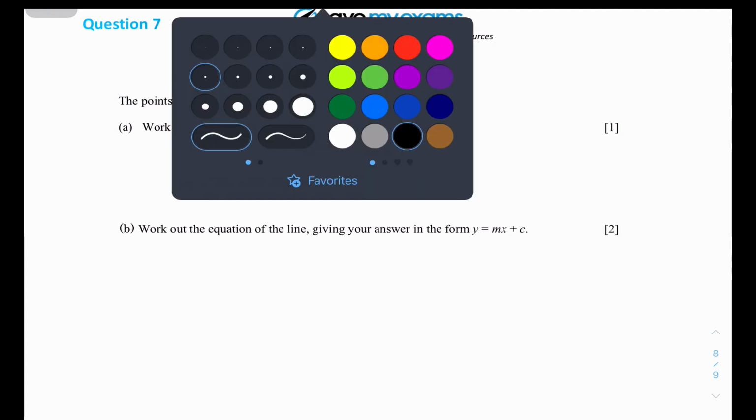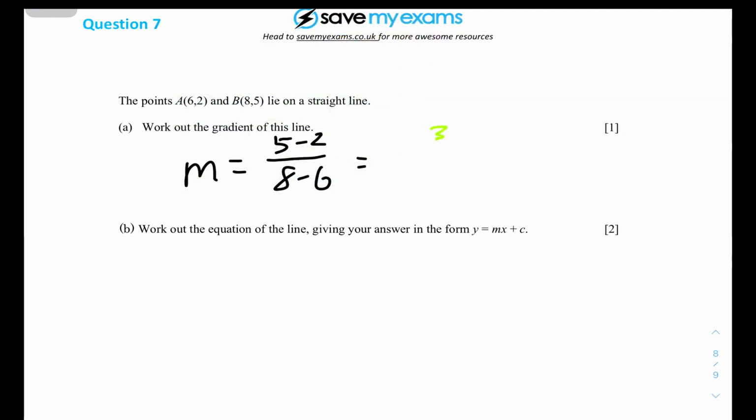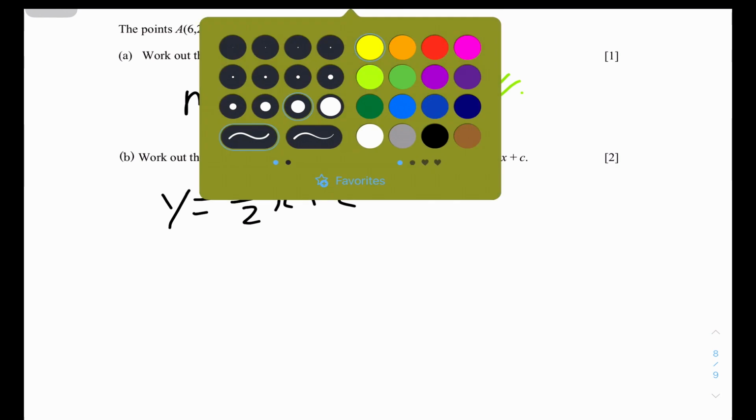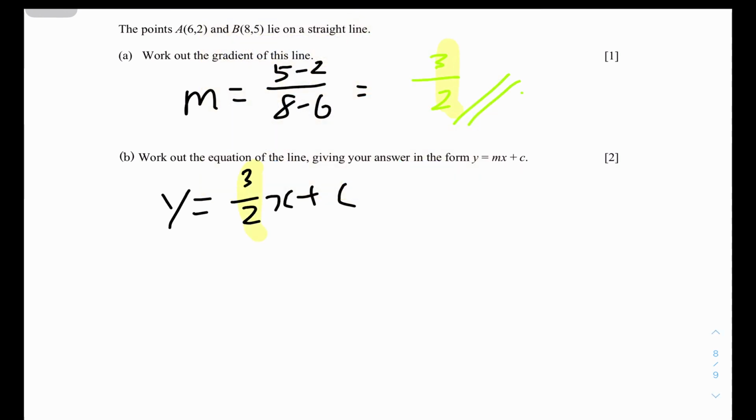Let's just write in a new color. 5 minus 2 is 3. And 8 minus 6 is 2. So that's the gradient. And work out the equation of the line, giving answers in the form of y equals mx plus c. So it will be y equals, from just now, 3 over 2 x plus c. And let's just highlight this. 3 over 2 right here.